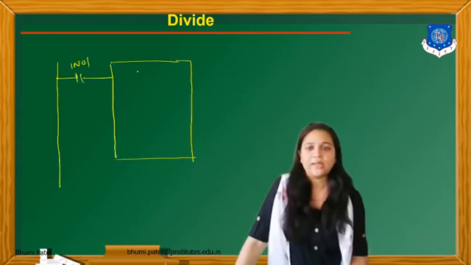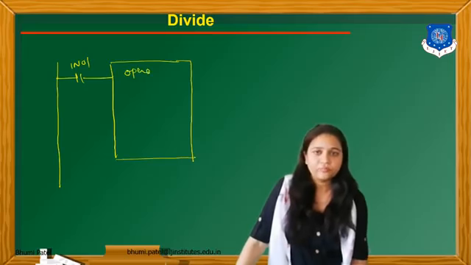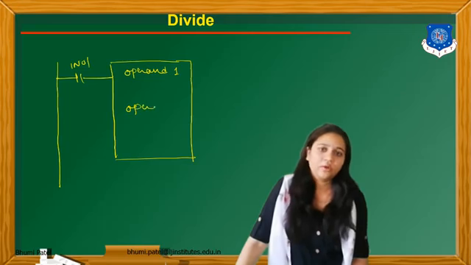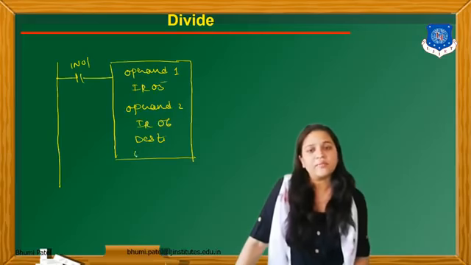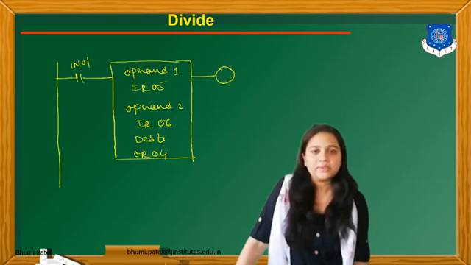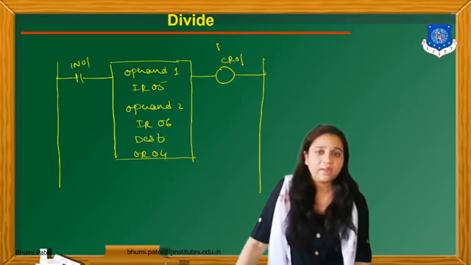Okay, then next in the block, we have to take operand 1, operand 2, and then destination. Suppose the address of operand 1 is IR01, the input register, operand 2 is IR06, and we can take the output as OR04. This is my output for the division, and the coil name is CR01.